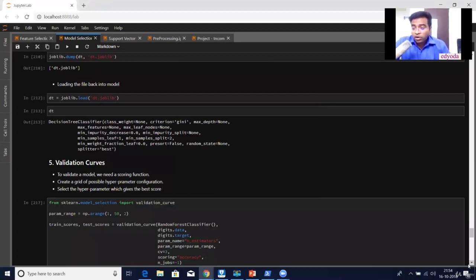If the model supports partial fit, it will train on top of it. This was about model persistence, so that you can share your model for production, you can ship your model, you can transfer your model. Next, we'll be getting into validation curves.